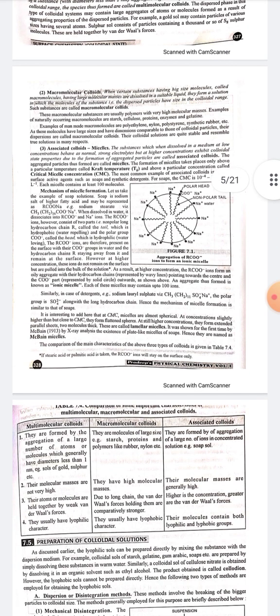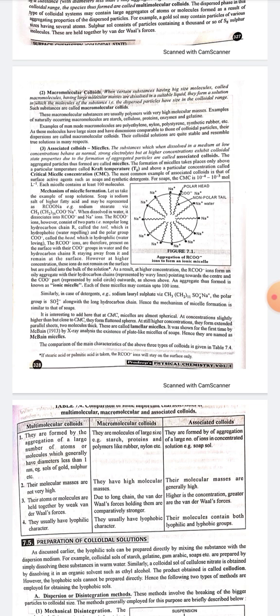Similarly, in case of detergents, sodium lauryl sulfate, CH3(CH2)11SO4 negative Na positive, the group SO4 2 negative is along with the hydrocarbon chain. Hence, the mechanism of micelle formation is similar to that of soaps. It is interesting to add here that at CMC, micelles are almost spherical. At concentrations slightly higher than but close to CMC, they form flattened spheres.